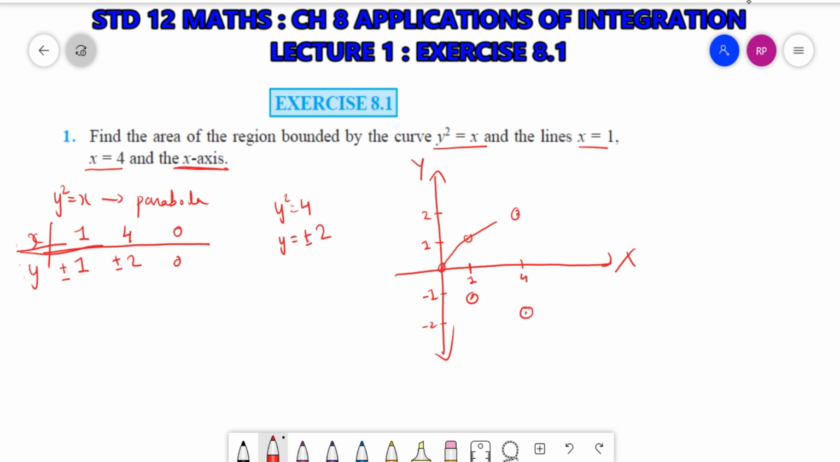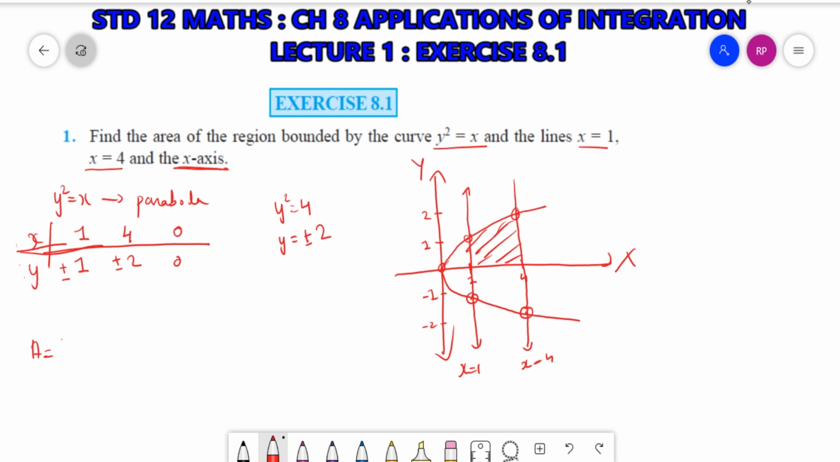So this is the curve of the parabola. Okay, you have to find out the area between x equal to 1. So this is the line x equal to 1. This is the line x equal to 4. Now the area is between the curve and x-axis. So this will be the area. Clear? So now we need to find out the area.